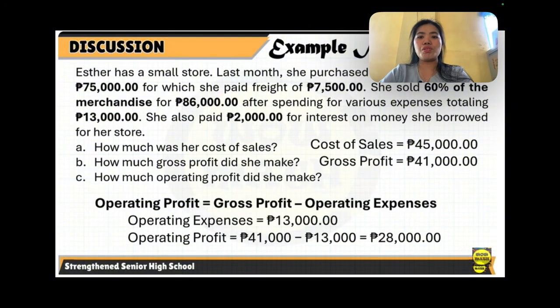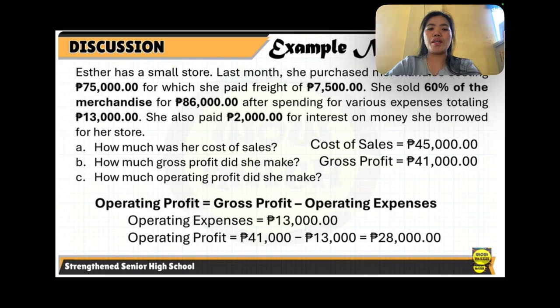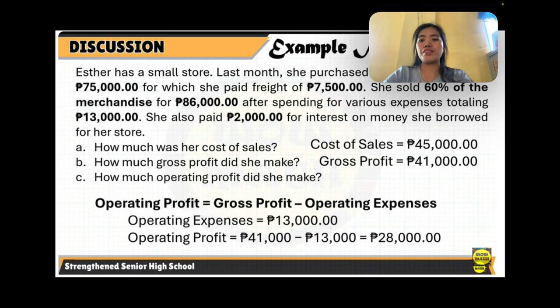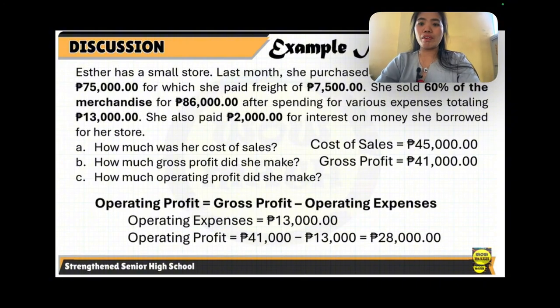Now let us proceed to the third problem. So third, letter C, third question. How much operating profit did she make? So operating profit, the formula is gross profit minus operating expenses. So operating expenses is equal to 13,000 pesos, and the operating profit is equal to 41,000 pesos minus 13,000 pesos, and the result is 28,000 pesos.